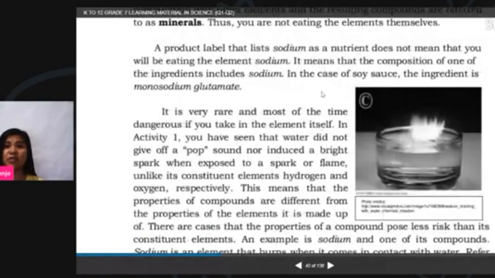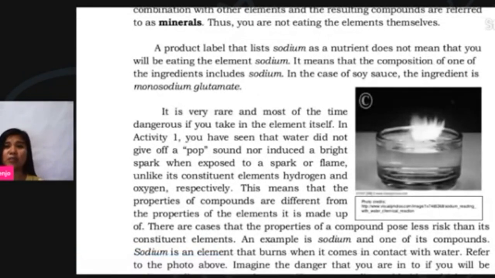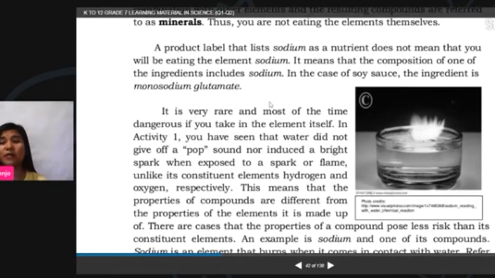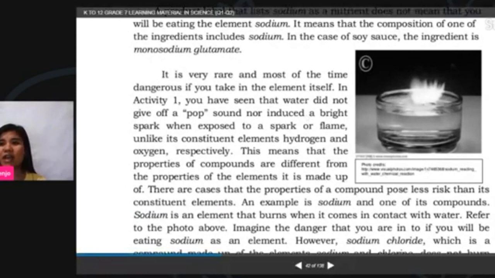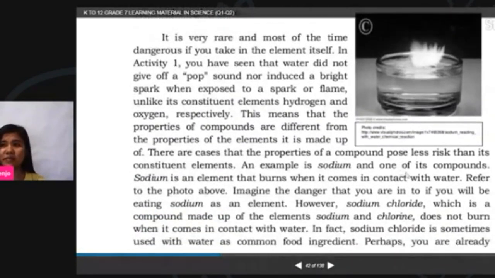In activity 1, you have seen that water did not give off a pop sound or induce a bright spark when exposed to a spark or flame, unlike its constituent elements hydrogen and oxygen respectively. This means that the properties of compounds are different from the properties of the elements it is made up of. There are cases that compounds pose less risk than their constituent elements. An example is sodium and one of its compounds.